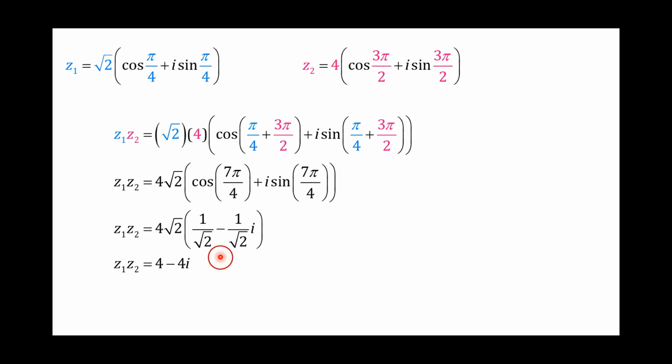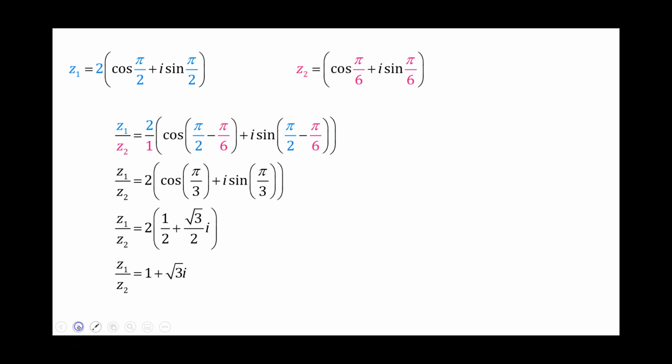The calculator will give you root 2 over 2, and that will still work out by multiplying them and going back into rectangular form. You'll get Z1 times Z2 equal to 4 minus 4i.